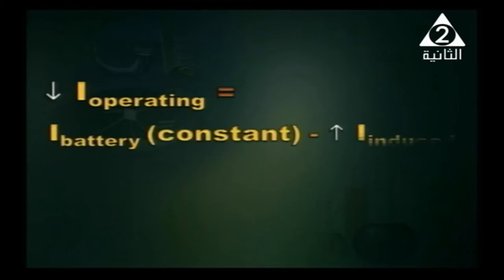Simply because I operating equals I battery, which is constant, minus I induced. So when the coil tends to speed up, I induced increases because the rate of cutting of flux lines increases. So I operating decreases.